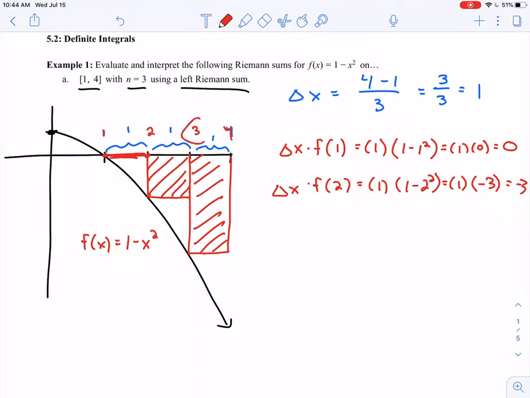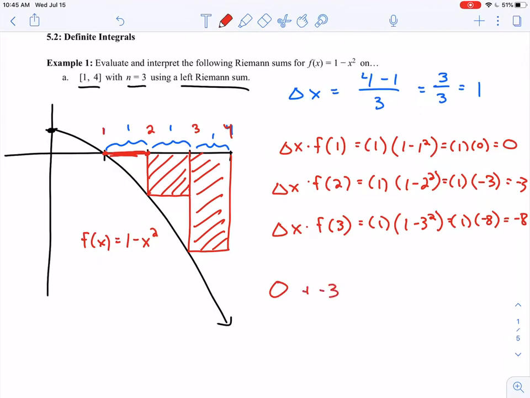We said we're using the height of our function at 3, so we want delta x times f of 3. So this is 1 times 1 minus 3 squared, which is 1 times negative 8, which gives me negative 8. So if I wanted to calculate the area, this Riemann sum here, I would say 0 plus negative 3 plus negative 8, I have negative 11.